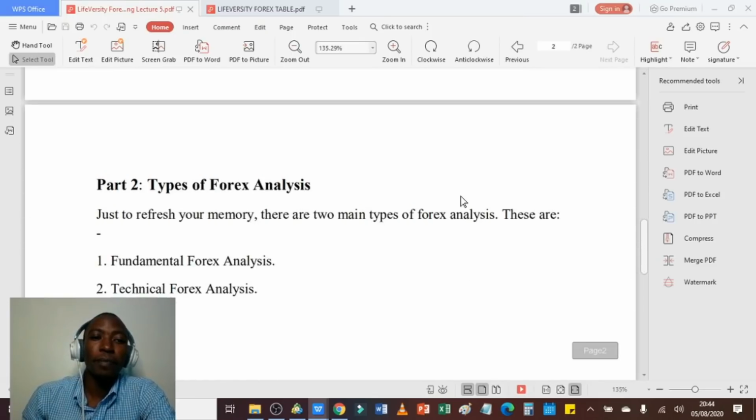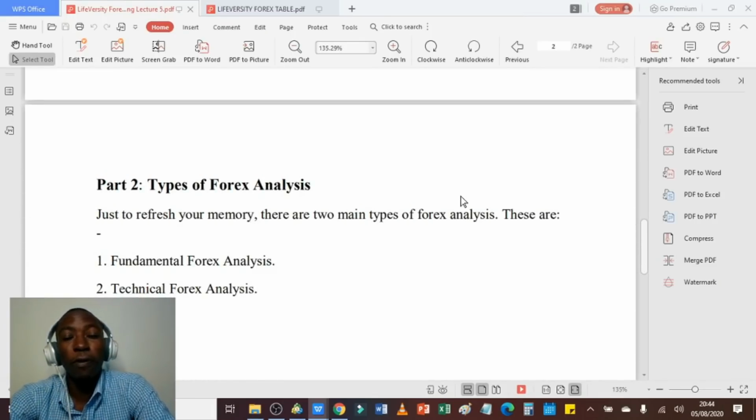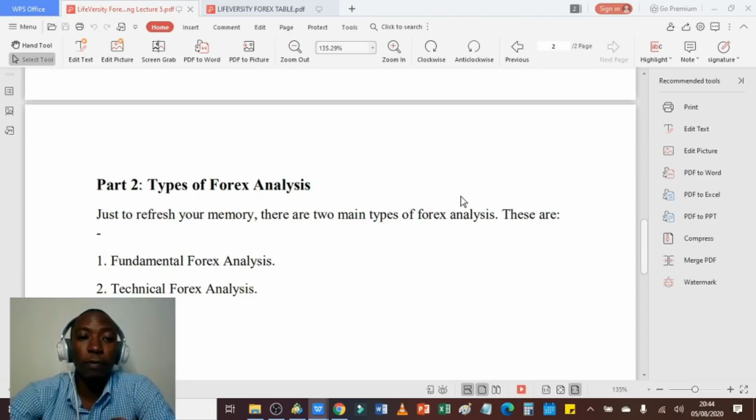In part 2, that is types of forex analysis, just to refresh your memory, there are two main types of forex analysis. These are, one, fundamental analysis, and then we have technical analysis. Very important. There are only two types of forex analysis, and these are fundamental analysis, that is the use of news to speculate the market. Very important. News determines the direction of the foreign currency market, political news, economic news, and much more.